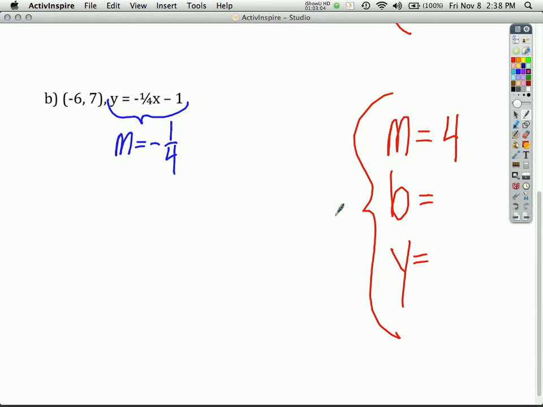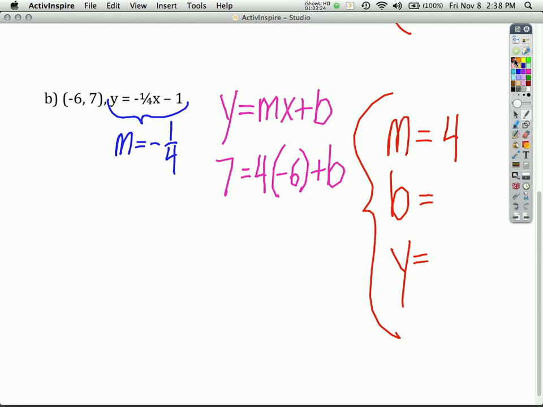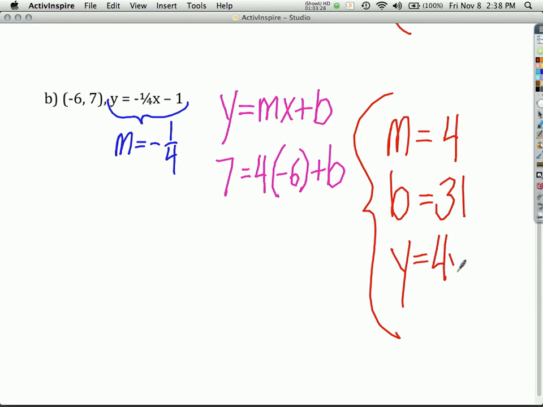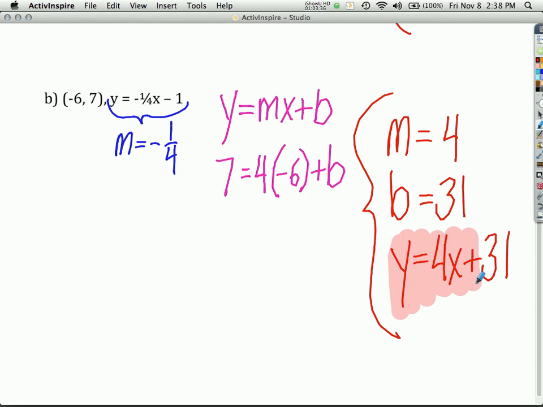So we continue to follow the same process. Plug in what we know. 7 equals 4 times -6 plus b. What will the y-intercept be? Tristan? Yep, it's 31. So now we're ready to write our equation. y equals 4x plus 31. And so this is a perpendicular line to the one that was given to us.